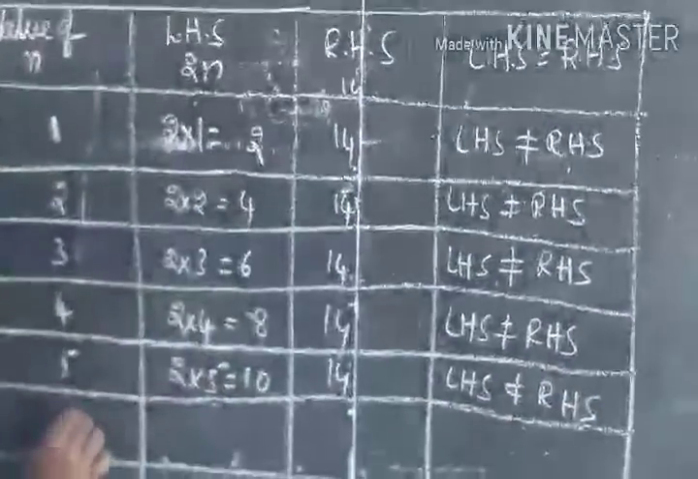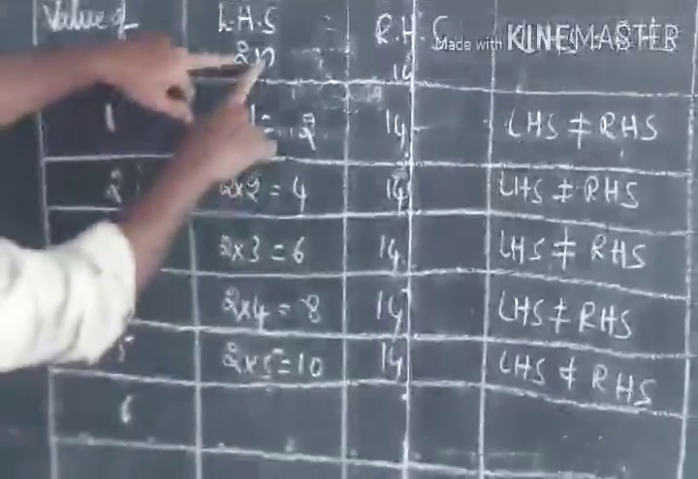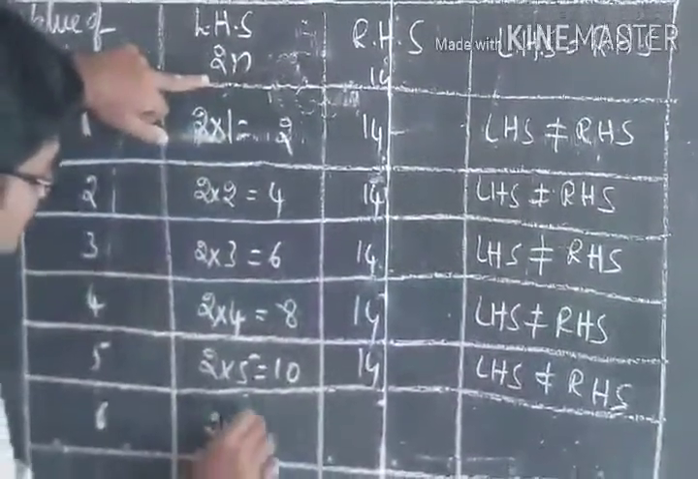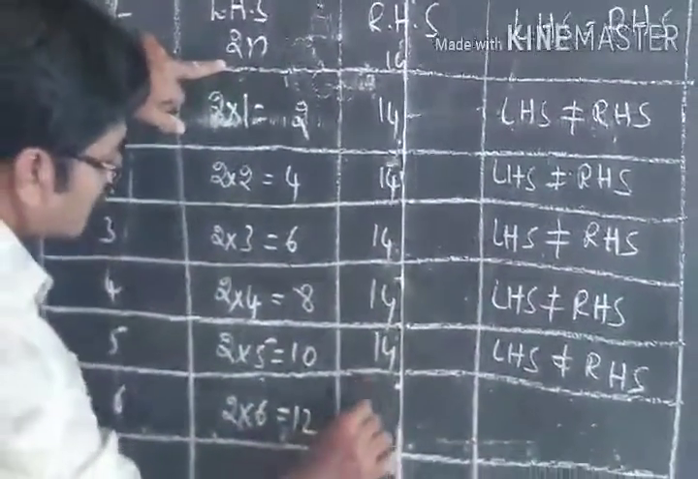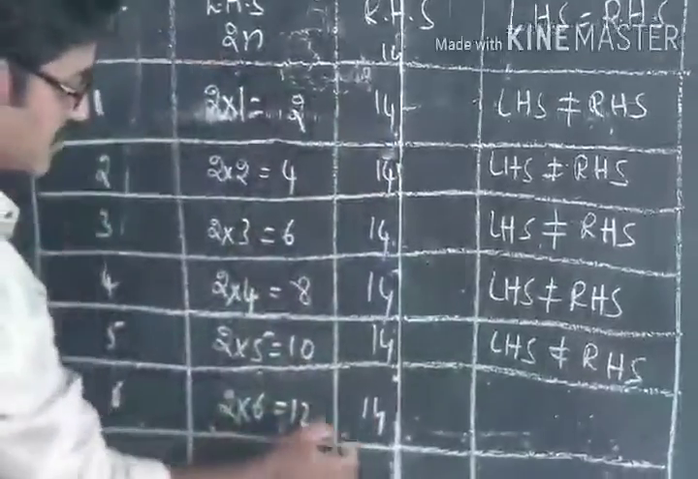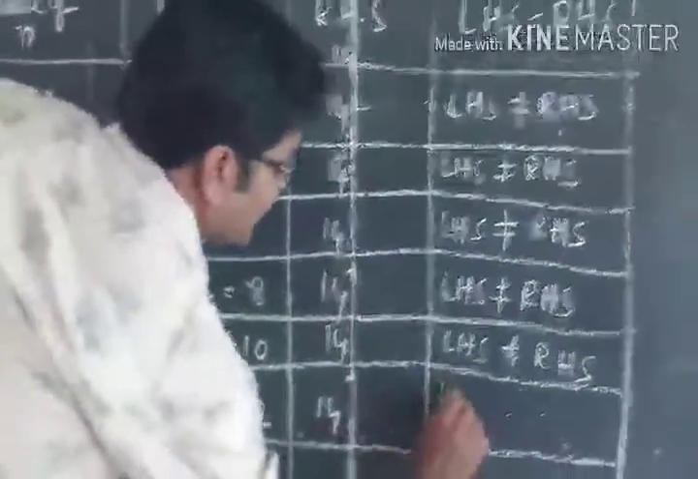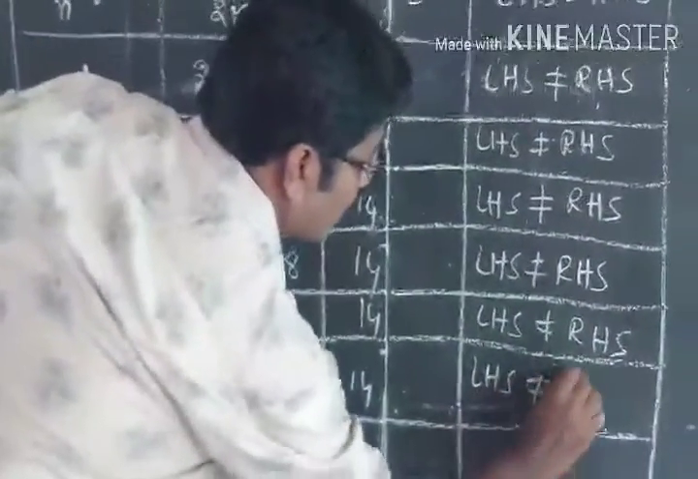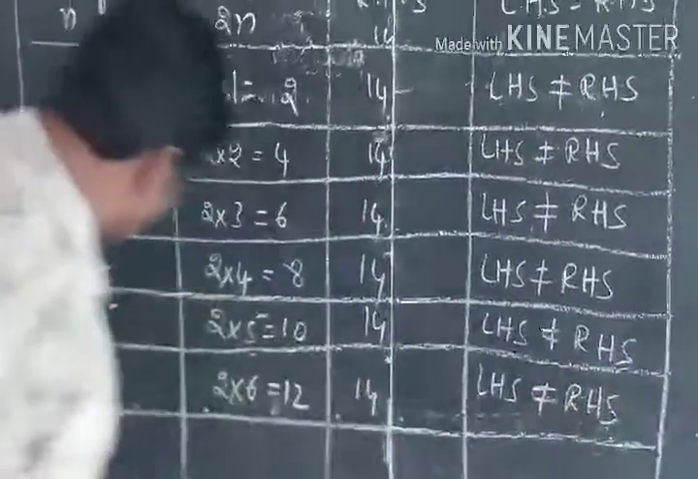Next, n is equal to 6 you want to take. In place of n, 6. 2 into 6 is equal to 12. 12 is equal to 14? Both sides are equal? Not equal. LHS is not equal to RHS.